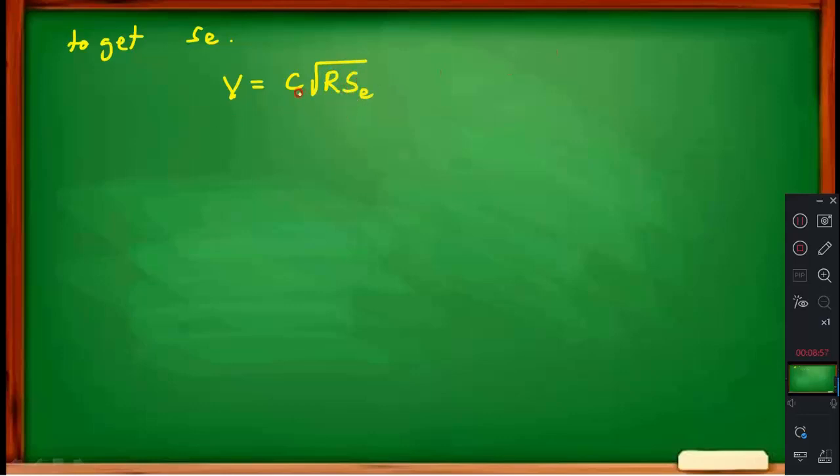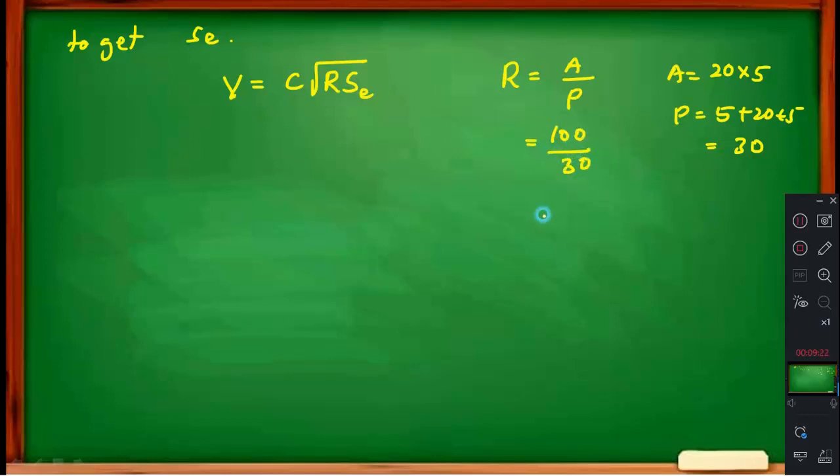Then what is the C value given? R value means what? R is equal to A by P. Area is 20 into 5 and perimeter is 5 plus 20 plus 5. The answer is 30. Now R will be equal to 100 divided by 30, that is 3.333 meter. You got R, and SE we will keep unknown.